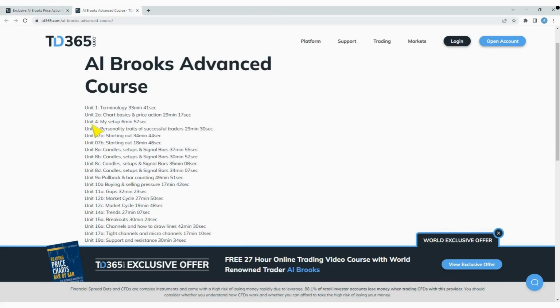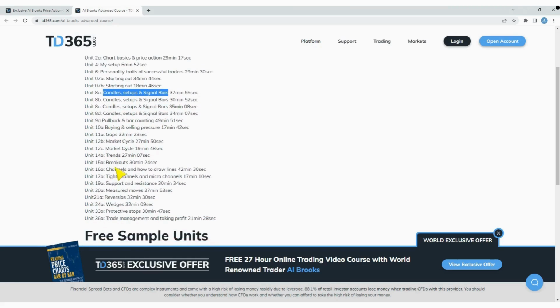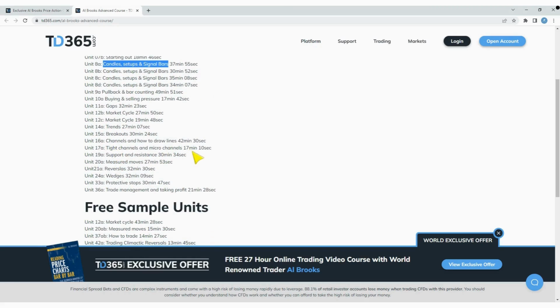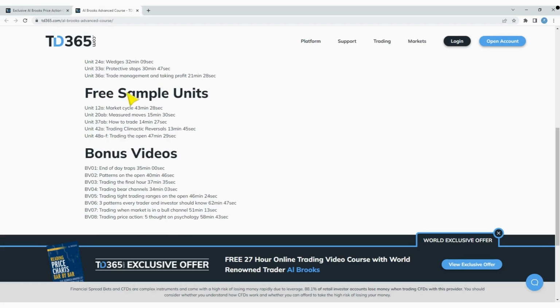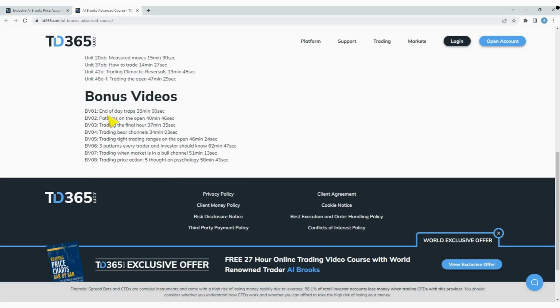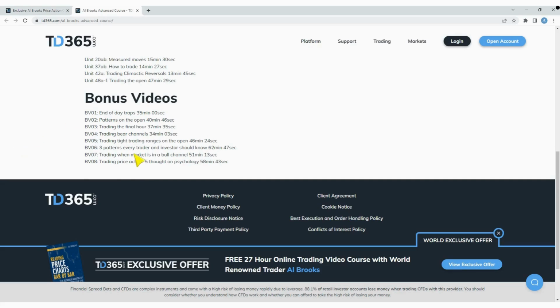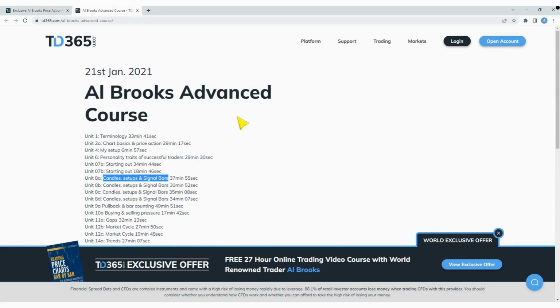And now this covers a lot. You can go through it yourself when you go onto the website. You can see candle setups and signal bars, tight channels and micro channels, support and resistance, wedges. And then you have a section here called free sample units, market cycle. And then at the end here, there's bonus videos. So end of day traps, patterns on open, trading the final hour, etc. A real good course there for advanced.